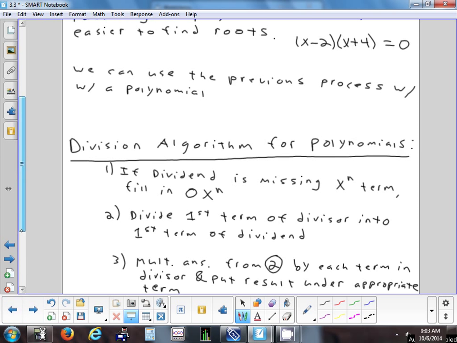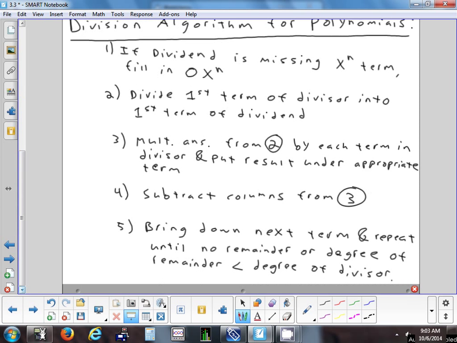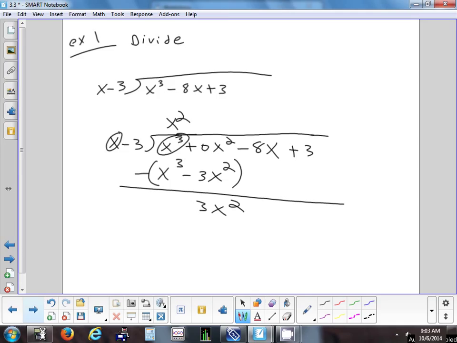And now step 5, repeat it until we either don't end up with a remainder or the degree of our remainder is less than the degree of the divisor. Right now, the degree of what I have here is power of 2. The degree of the divisor is a power 1. Okay, so I need to keep going. So bring down my next term.